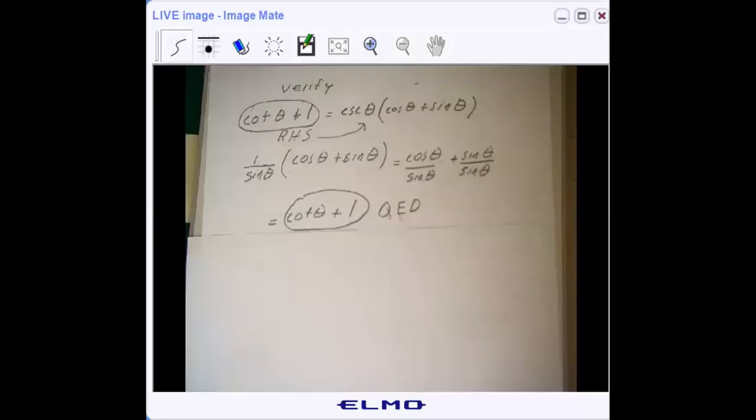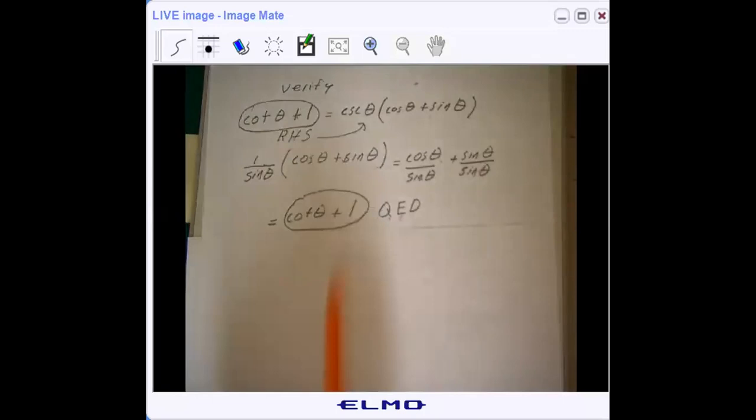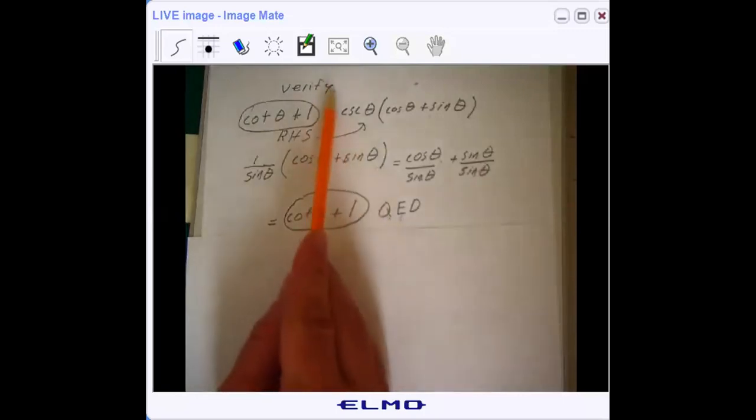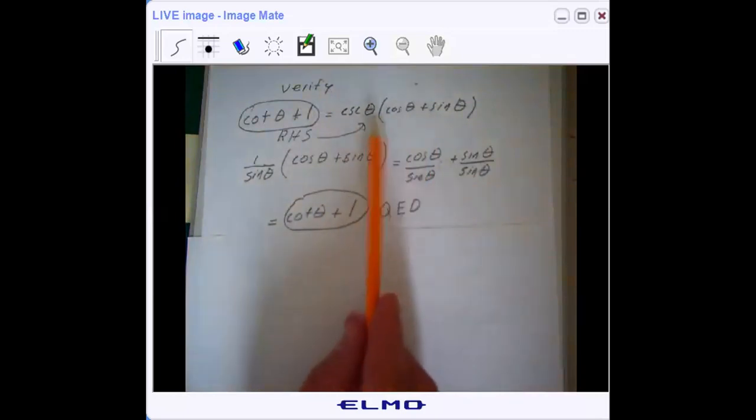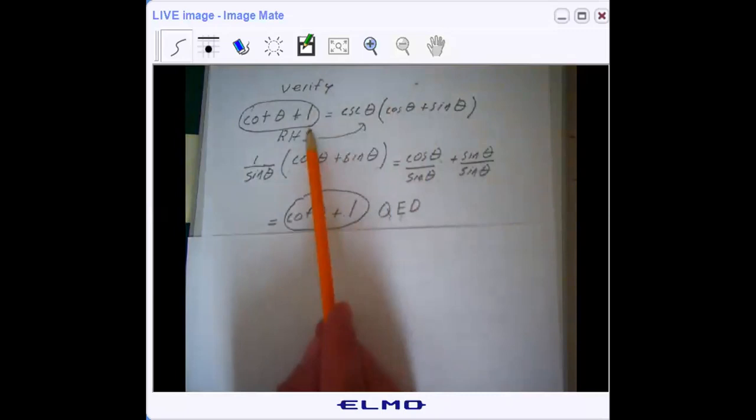Okay, y'all, I hope you see that new share right there. So, again, I just recopied this, and it's a verify. Now, we're trying to prove this statement. What I did is I actually worked with the right-hand side first.